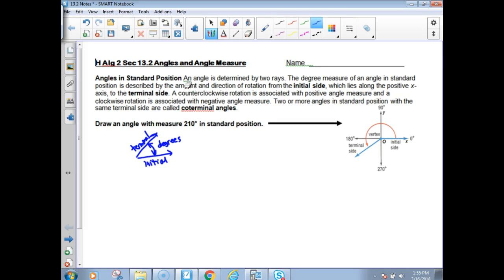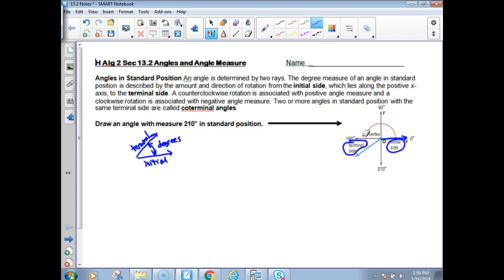So an angle in standard position describes the amount and direction of the rotation from the initial side, which lies along the positive x-axis, to the terminal side. The terminal side, in this case, is right there. The initial side, again, is your positive x-axis. So we're starting there. That's the initial side as it's labeled. And then this angle goes around until it hits its terminal side, which is where it ends. Now, clearly, that angle is over 180. So now we're going to be talking about angles that are larger than 180.